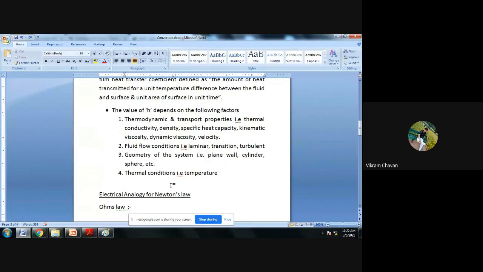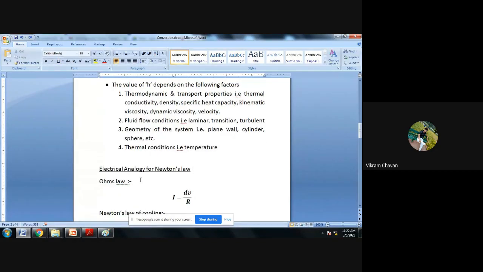Now further, we have to find out the electrical analogy for Newton's law. As we have discussed for conduction, the electrical analogy for Fourier's law of heat conduction, in the same manner here also we need to determine the electrical analogy for Newton's law of cooling and for the convective heat transfer. This law is governing the convective heat transfer. So for that purpose, we need the electrical analogy for convective heat transfer.